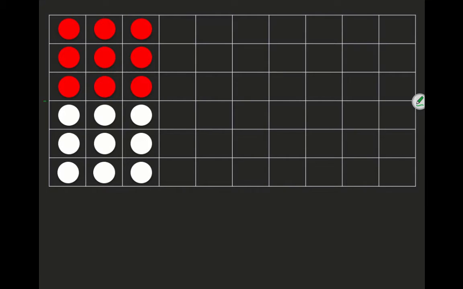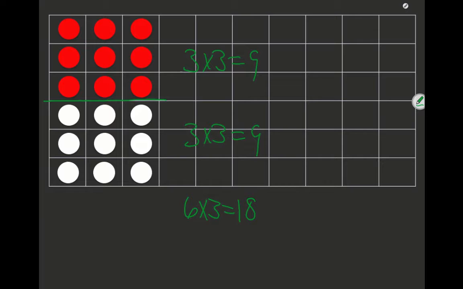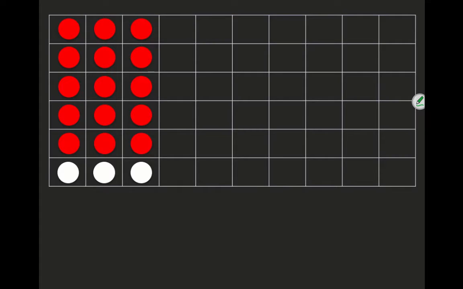Of course, many factors can be composed in more than one way. We can think of 6 as being 3 plus 3 or double 3, and we can break an array with 6 rows and 3 columns down into 3 groups of 3, which makes 9, and another 3 groups of 3, which makes 9, to see that 6 groups of 3 make 18, so 6 times 3 equals 18. We can also think of 6 as being composed of 5 and 1.